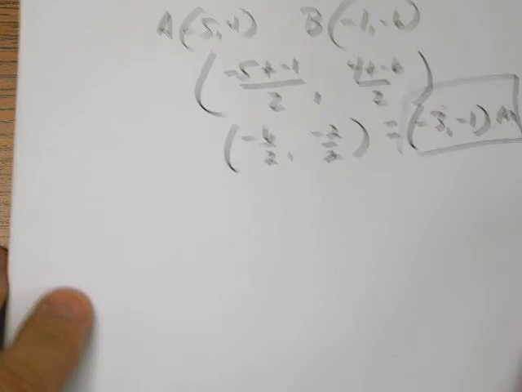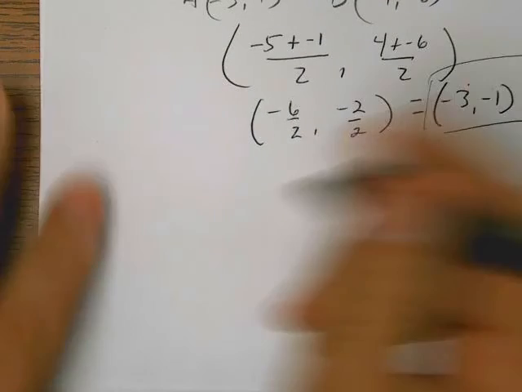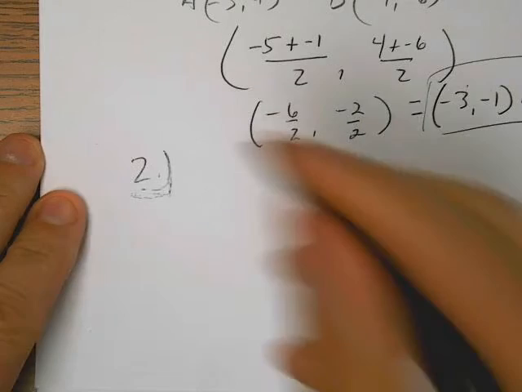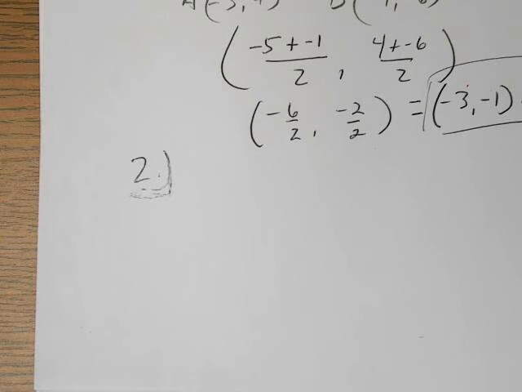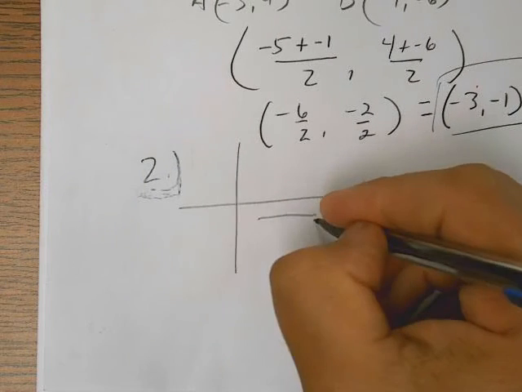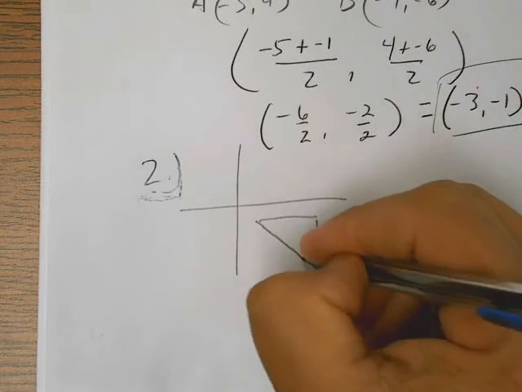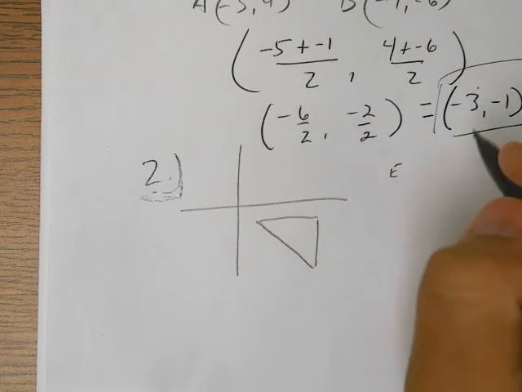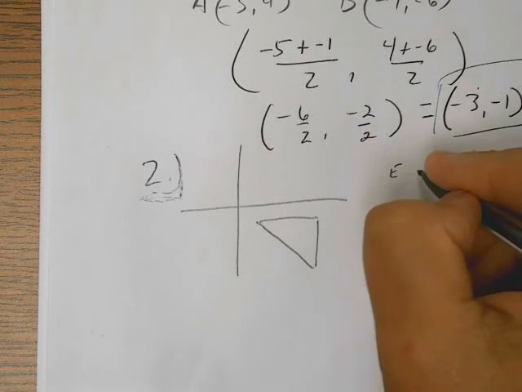Number 2 is a little bit more involved. I think one of the most difficult things about number 2 is looking at it and seeing what the coordinates are. So if I look at the graph, Coy, what's the coordinate of E? 2, -1. He's right.